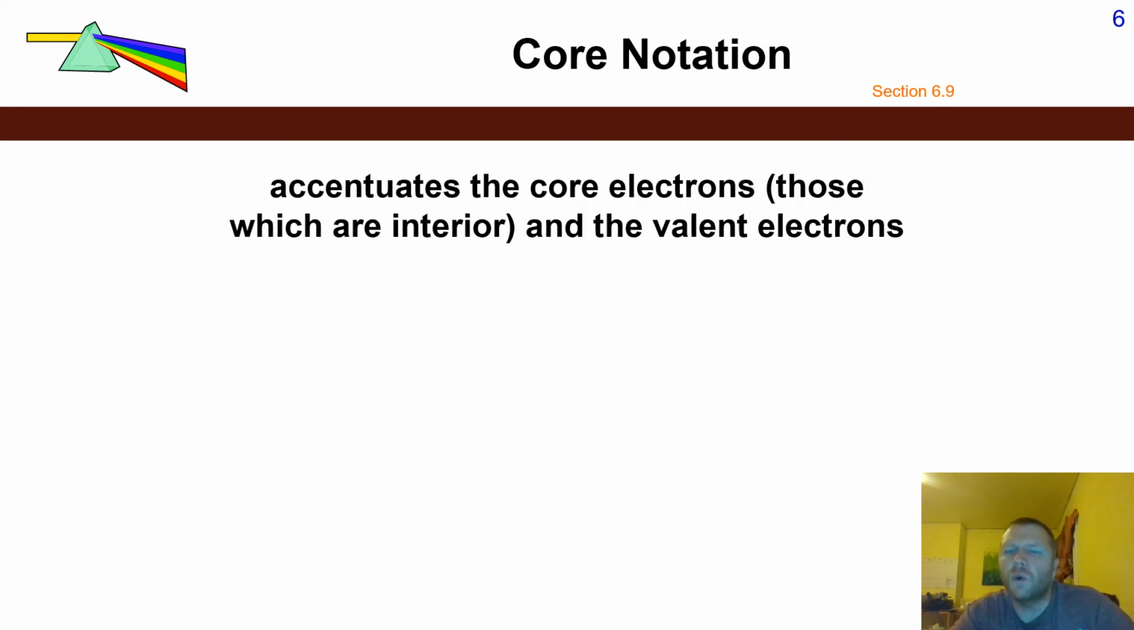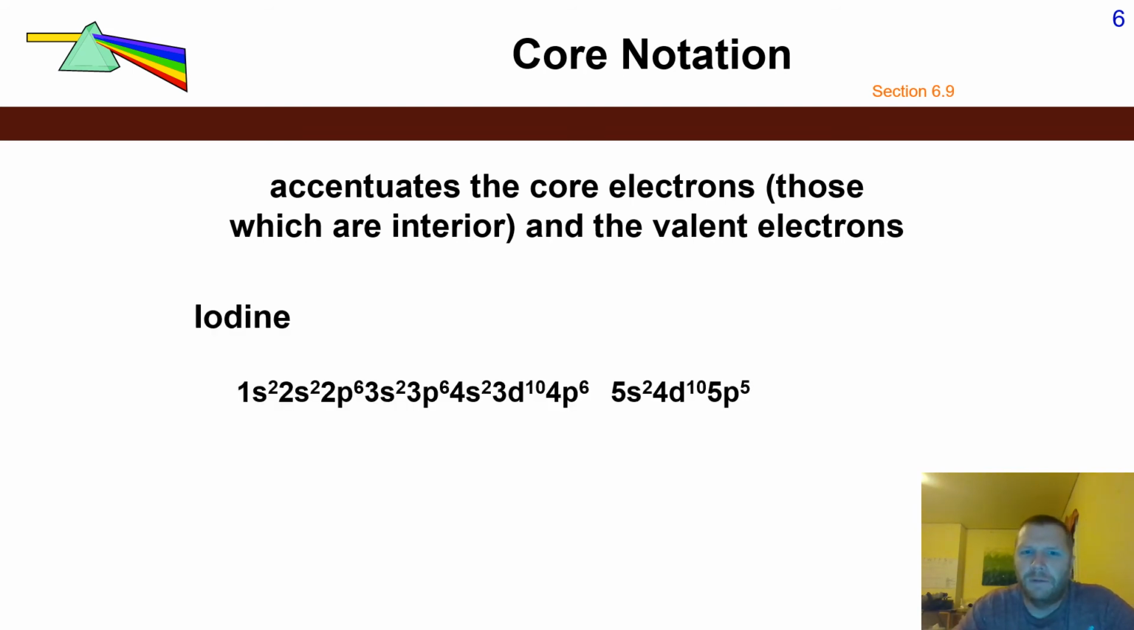Now the next thing is core notation. That brings up basically the similarity between all of our atoms. The core notation, or core electron configuration, accentuates the core electrons, those which are on the interior, and the valence electrons. Okay, iodine, for instance, has this electron configuration. Now, the core configuration for iodine is basically 1s2 all the way to 4p6.